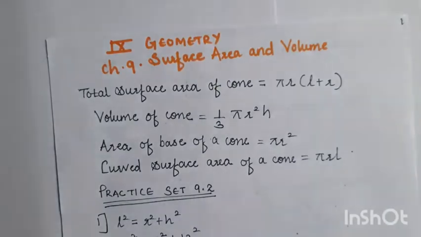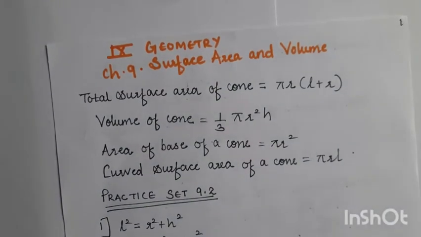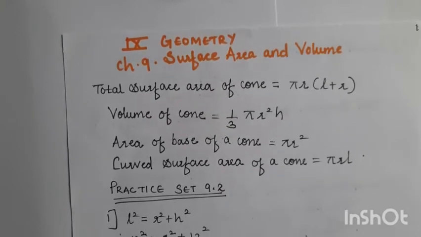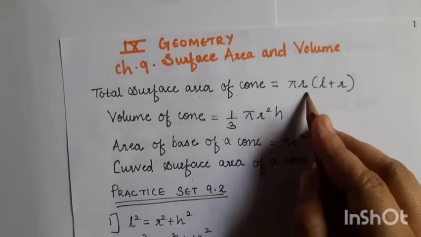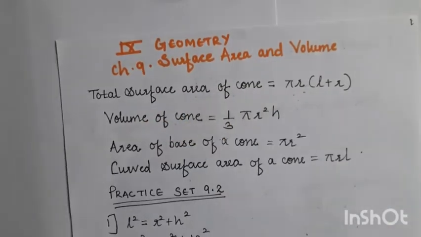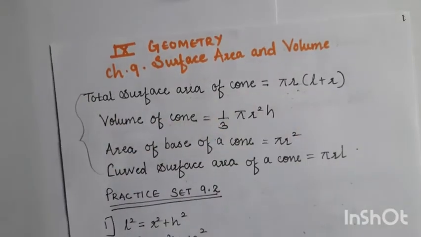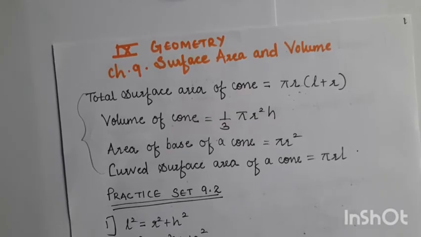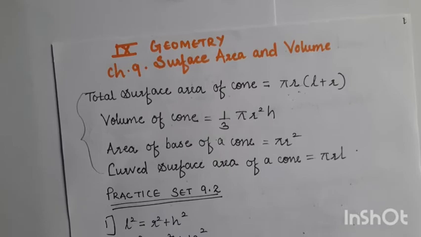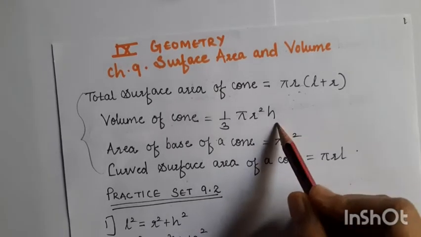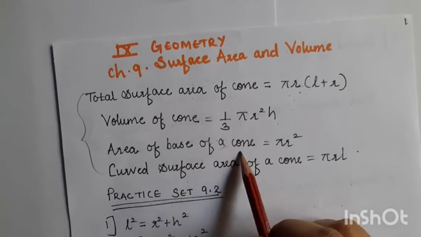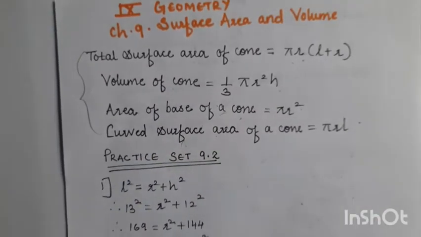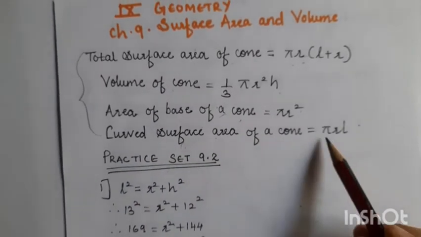Now let us see the next formulas which are there in the topic. First one, total surface area of a cone. The formula for total surface area of a cone is pi r (L plus R). You have to learn all the formulas which I have written here. Then next, the formula to find volume of a cone is 1 upon 3 pi r square h. Then next, area of base of a cone is pi r square. And the last, curved surface area of a cone is pi r l.